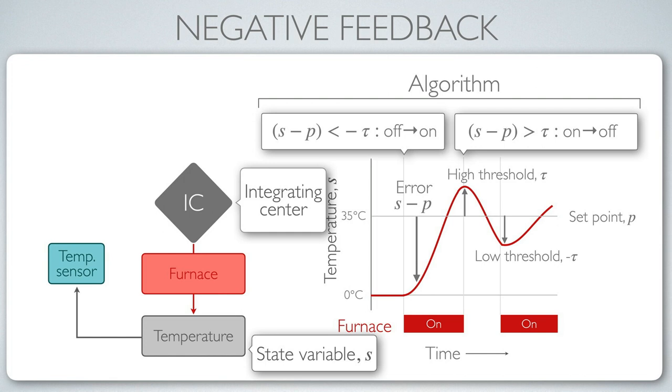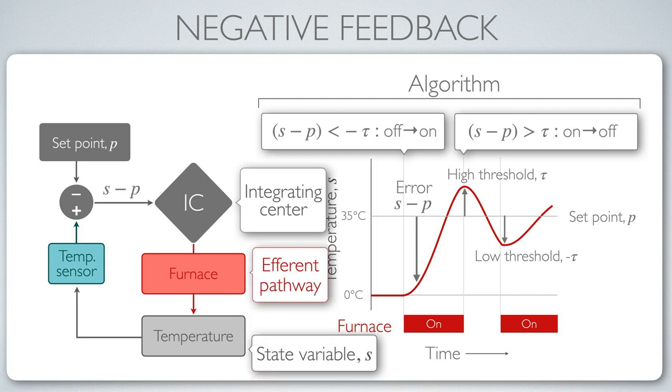Now we're beginning to see why there's a feedback in the term negative feedback, because the temperature sensor is compared against a set point, in this case 35 degrees Celsius. The difference between those two quantities gives us our error, and it's the error that the integrating center does something with in determining how the furnace should be controlled. The furnace is an example of what we call something along an efferent pathway. Efferent pathways with an E have an effect on the state variable. The temperature sensor, on the other hand, is an example of something along an afferent pathway. Afferent pathways are sensory. Efferent pathways are actions that influence the state variable.